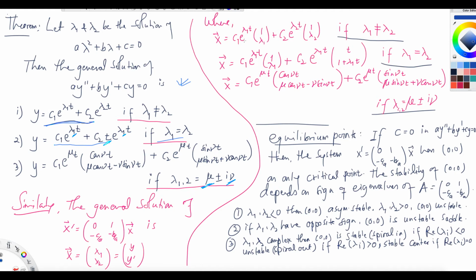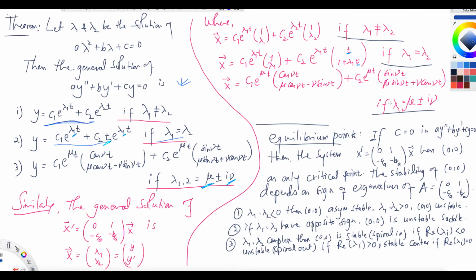The vector x equals c1 e^(λ1 t) v1 plus c2 e^(λ2 t) v2, right? So the v is (1, λ1) and (1, λ2) if λ1 and λ2 are not equal. If they are equal, then you will see that t times there. So c1 e^(λ1 t) (1, λ1) plus c2 t e^(λ1 t) (1, λ1) plus something. We have done this in chapter 3, a similar thing, okay?